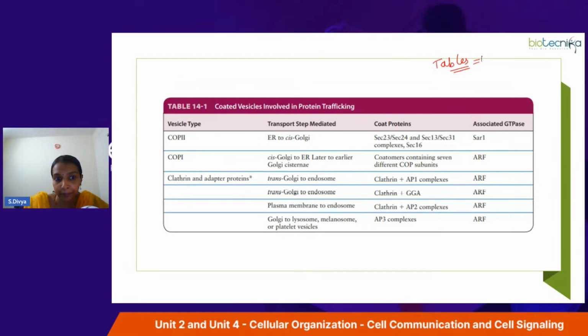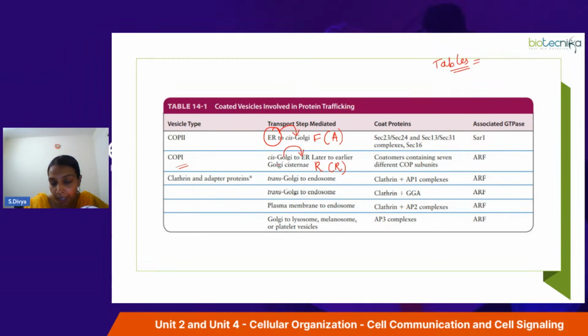COP2 vesicle is coming out of your endoplasmic reticulum and moves to the cis Golgi. This is considered to be forward movement, or you can also call it an anterograde movement. COP1 is moving back, that means cis Golgi to ER. That means it is in reverse order, and you call it retrograde.